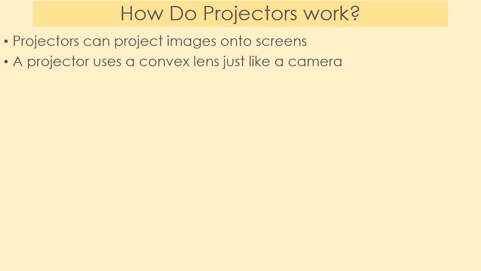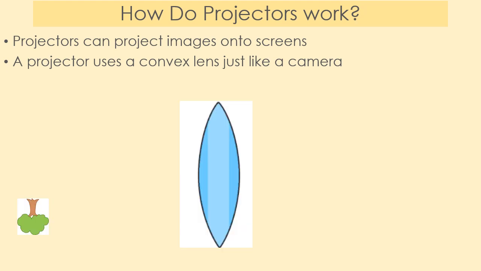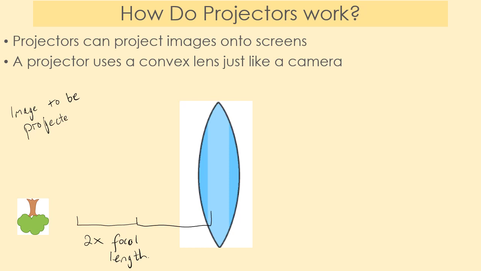And a projector also uses a convex lens, just like a camera. But this time, it works in reverse. We've got our convex lens, and we've got our object. Again, we are more than twice the focal length. And our image here is upside down. So the image to be projected is inverted, or is upside down.